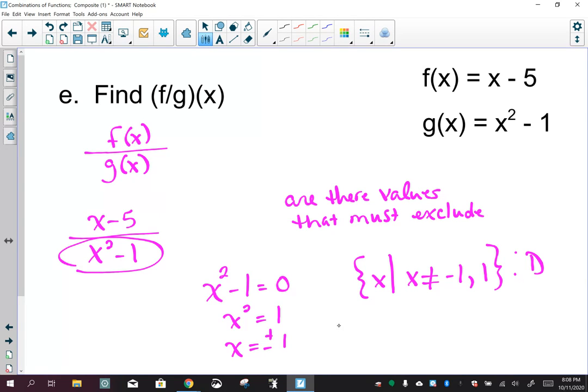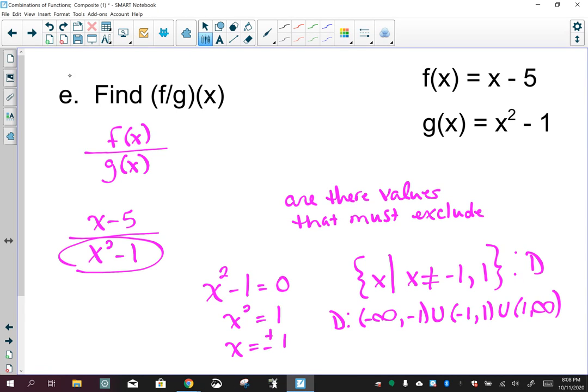If it wants it in interval notation, then you're looking at, again, your domain from -infinity to -1, union, -1 to 1, union, 1 to infinity. But just pay attention on how they want you to actually write your domain, either in set notation or here in interval notation. And that's pretty much how you add, subtract, multiply, divide your functions.